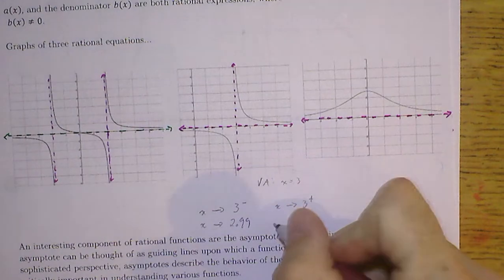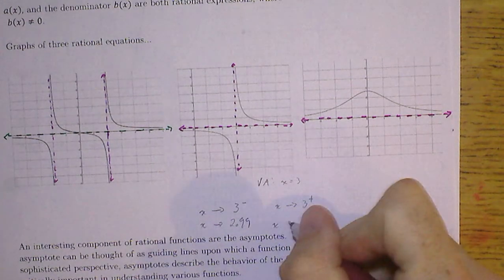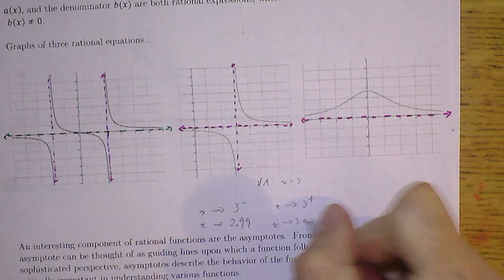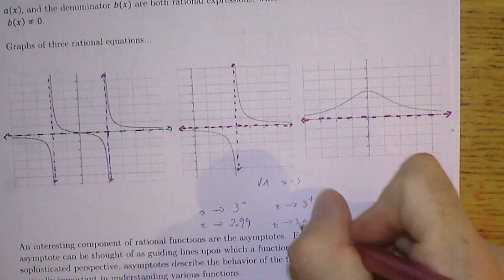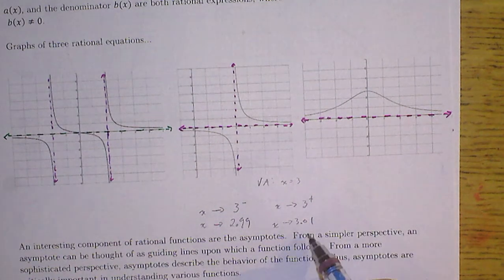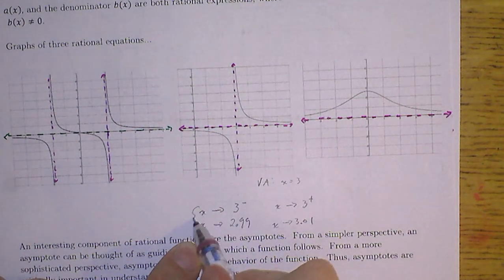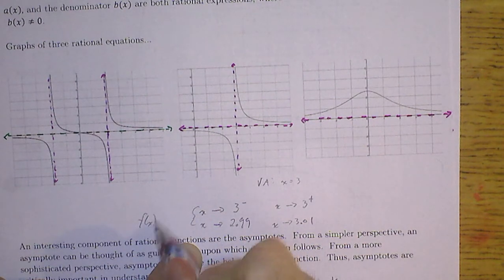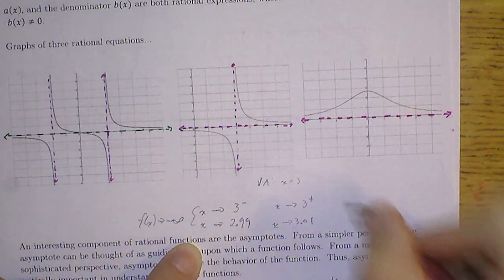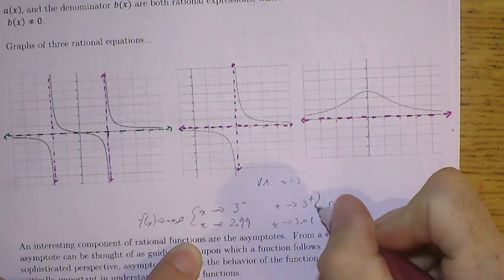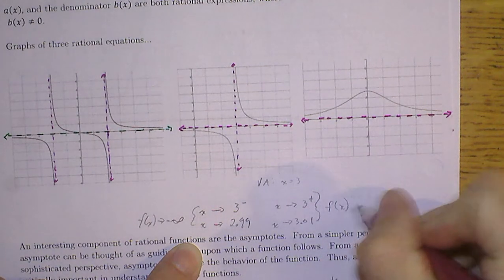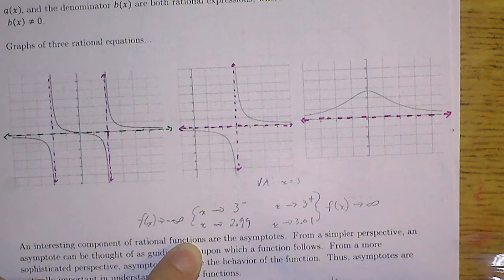So here we would say it might be symbolized by this. By no means is this correct, but it certainly helps our thought process. So here, as x approaches negative 3, we get f of x goes towards negative infinity. But here, as x approaches positive 3, the f of x will approach positive infinity.